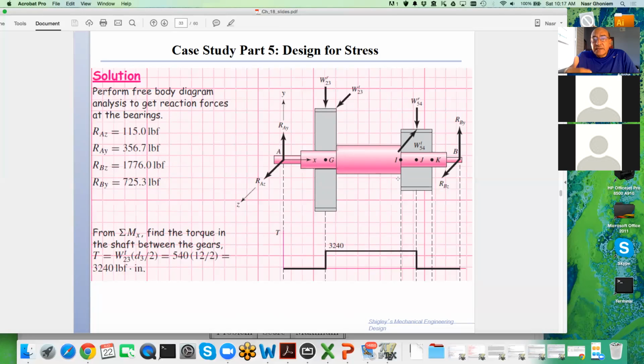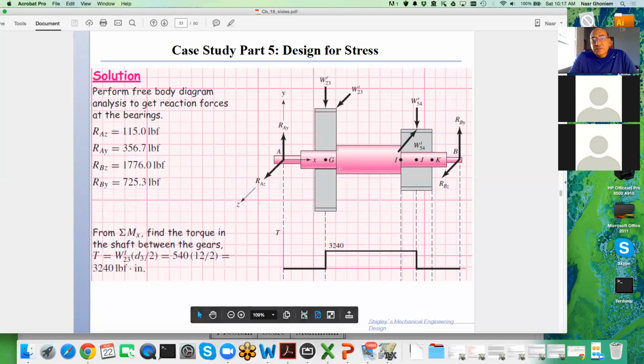And then the next job is to construct the torque diagram. So the torque diagram at this center, like you can see G here as the center of the gear, there was no torque, and at that center we have a concentrated torque. So assuming that the torque in between the gears is concentrated, it's a jump in the torque value to 3240.